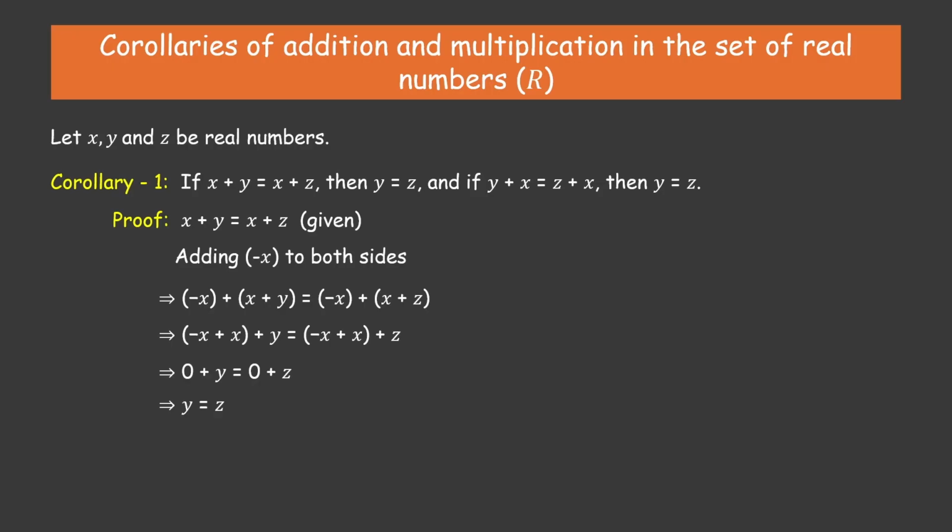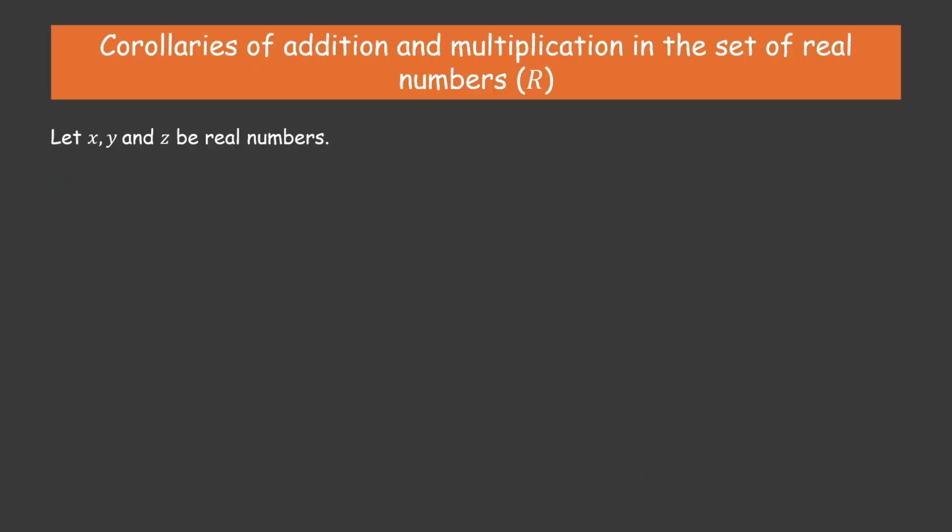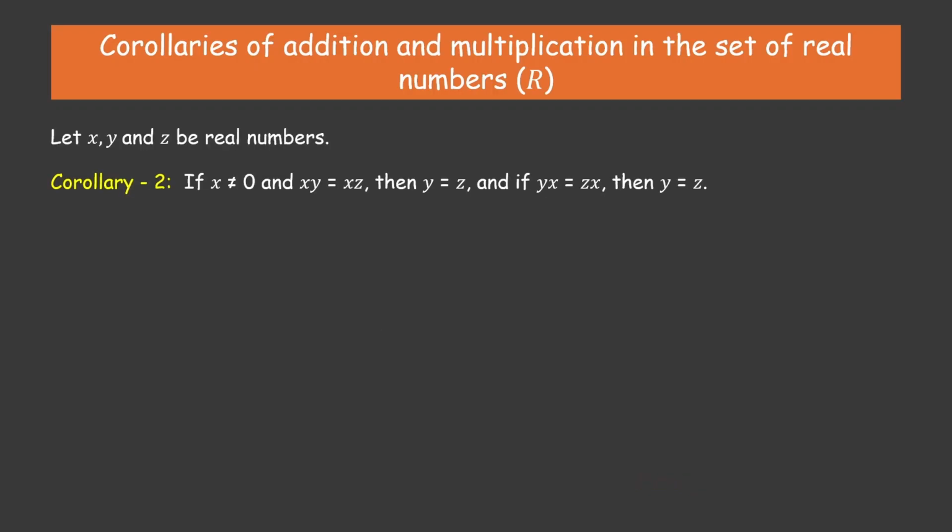And similarly, we can prove if y plus x is equal to z plus x, then that would imply y is equal to z. These two laws are called the cancellation laws of addition. Let us have a look at the second corollary.